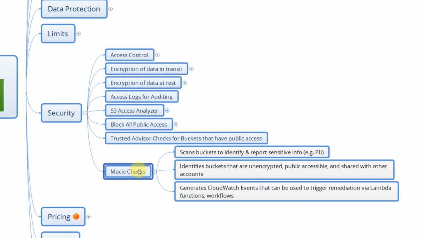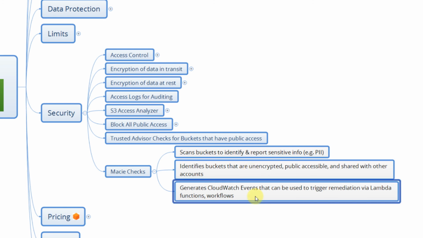Macie also helps with security. It can scan buckets to identify and report sensitive information, such as personally identifiable information. It also identifies buckets that are unencrypted, are publicly accessible, or shared with other accounts. It generates CloudWatch events that can then be used to trigger automated actions and corrections via Lambda functions and workflows.